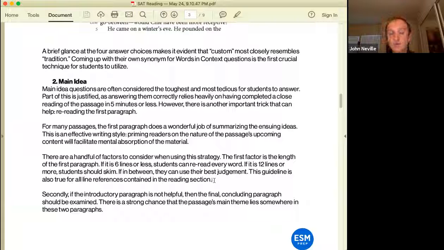And interestingly, this is a great rule of thumb for the entire SAT reading section. So not just main idea questions. If any question has a line reference with 12 lines or more, you're gonna wanna skim it. If it has 6, maybe 7 lines or less, then it's correct every time to read every word. And if it's in between, use your judgment. That's my own personal rule, but it really does seem to be consistently correct.